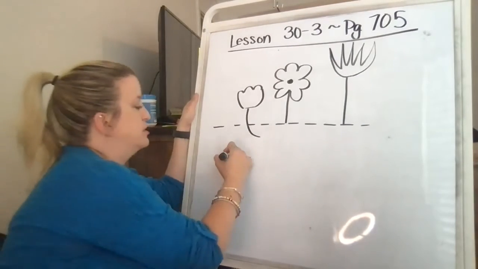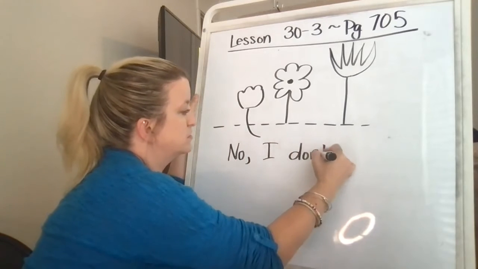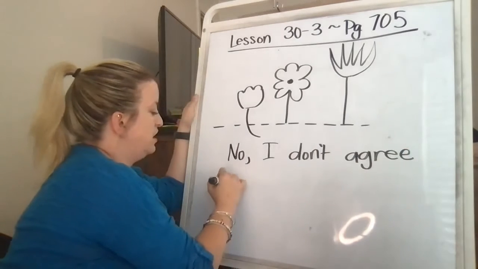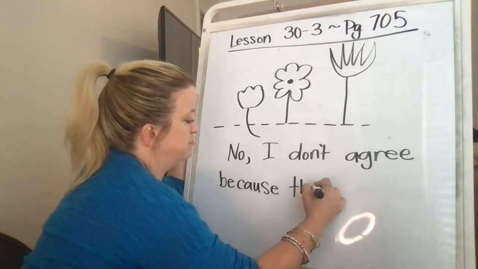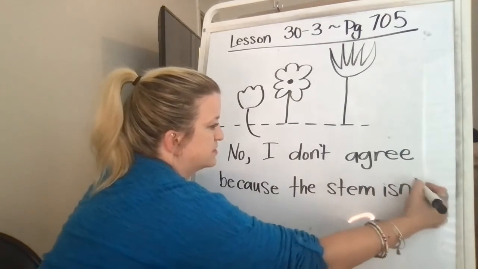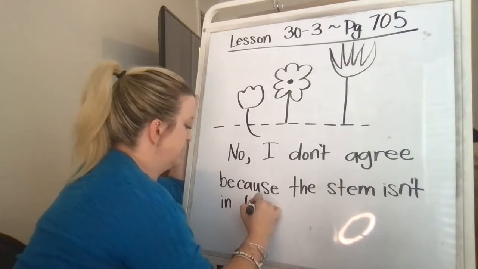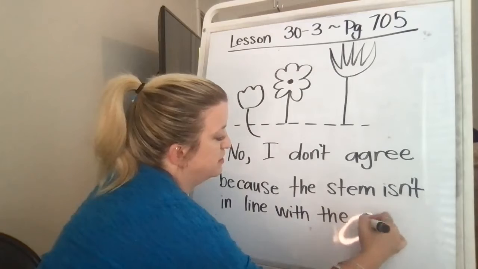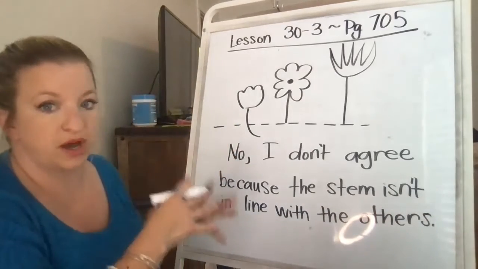So I would say no, comma, I don't agree because the stem isn't, there's another contraction, instead of is not, it's isn't. The stem isn't in line with the others. And I'm going to take a minute and let you copy that down. If you don't have enough time though, pause it and write that down.